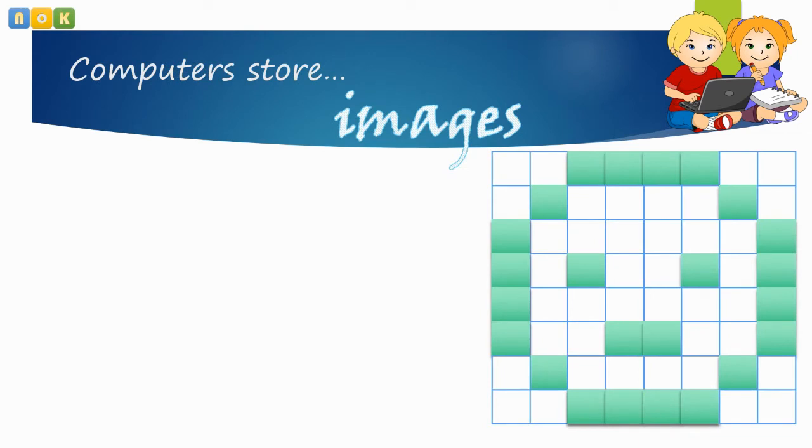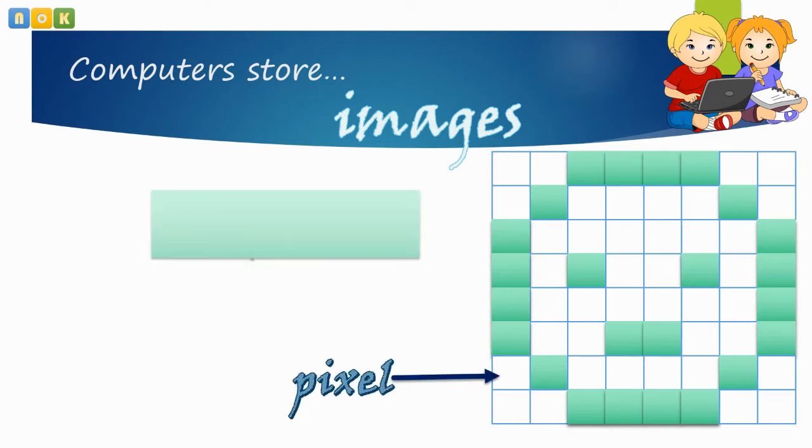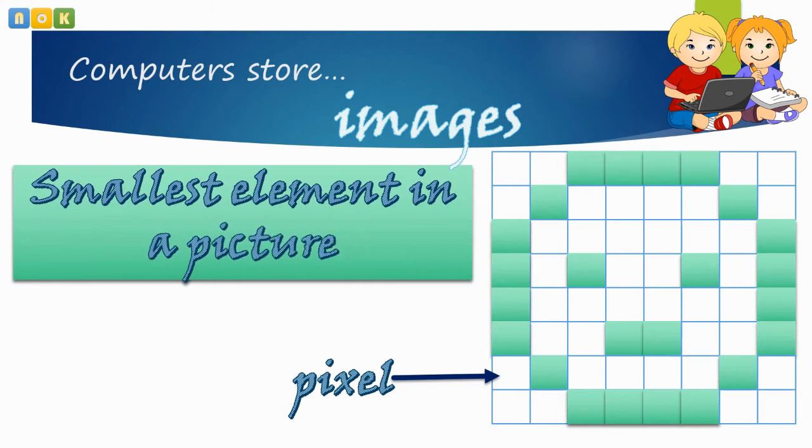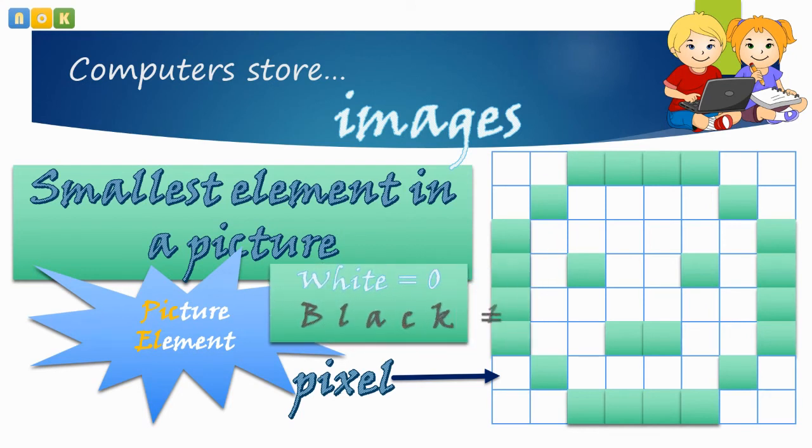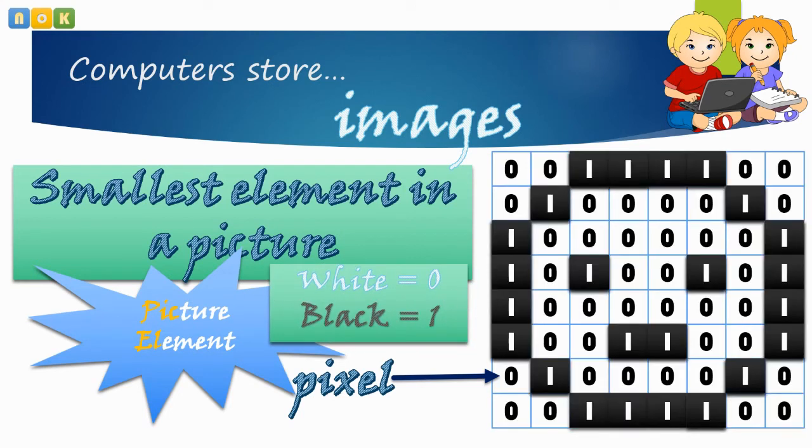Imagine this is an enlarged form of an image. To store this, the computer divides this image into many small portions, as you can see here, each of which is called a pixel, the smallest element in a picture. The pixel, or the picture element as it is otherwise called, stores the information of the color assigned to that portion in binary. If this were a black and white image, it would be 0 for white and 1 for black. And there you have the image in ones and zeros.